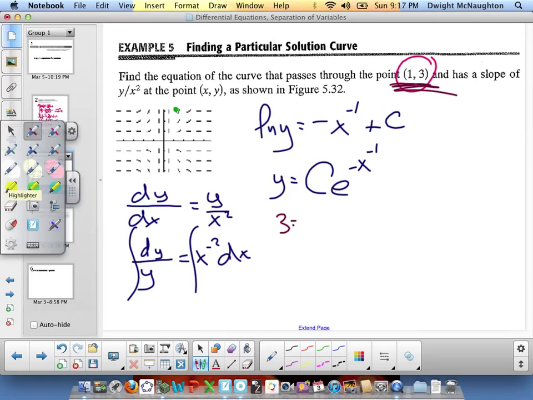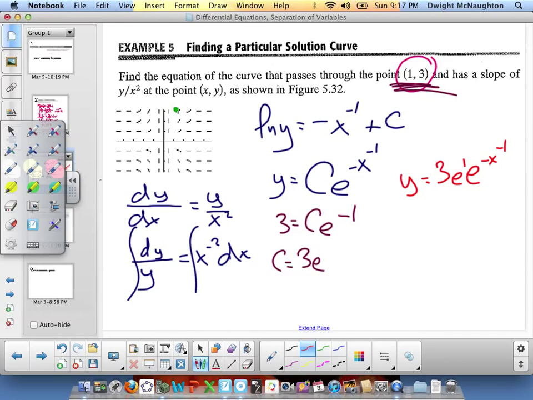So when y is 3, x is 1. And negative 1 to the negative 1 is negative 1. Multiply both sides by e. c equals 3e. So when we plug that in, y equals 3e times e to the negative x to the negative 1. This is really like e to the 1 there. We've got multiplying exponents with the same base, so we can add the power. So we got y equals 3e to the 1 minus 1 over x.